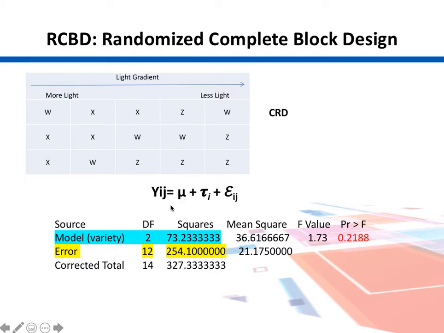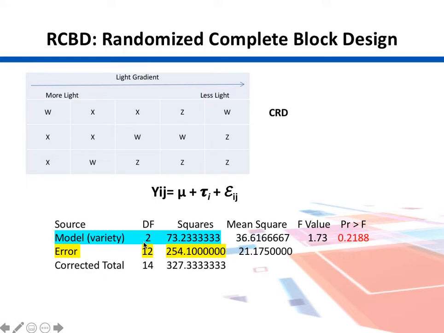So in the linear model we will have Yij is equal to mu plus tau plus Eij. So we have treatment and error term, and they are there in the ANOVA table as well. So this is the model or variety, which is actually the treatment. Here we have these W, X and Z. These are the three varieties of, suppose, a crop species, and the error degrees of freedom here are 12, and the model are varieties.